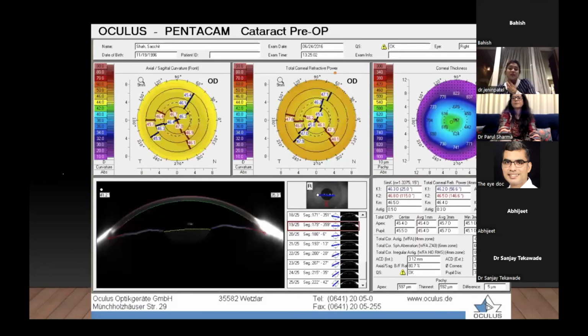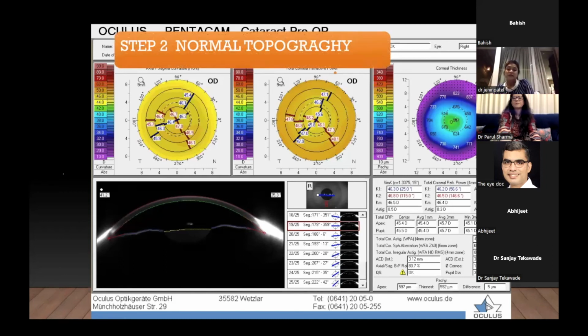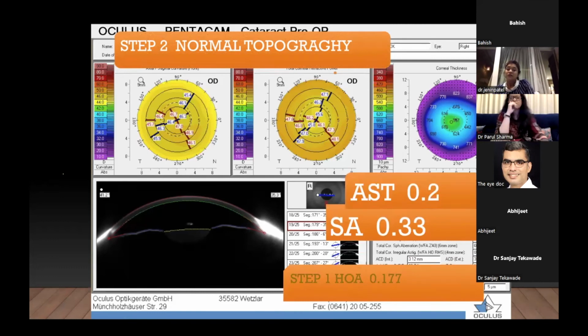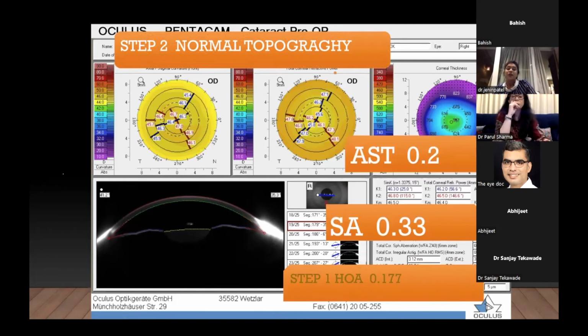So this is another map, and this is a patient. The way we are going to read the map, to make that easier to understand: the first step is to read the higher order aberrations in the patient. You want to read the spherical aberrations and the astigmatism. Now this particular patient has everything normal.